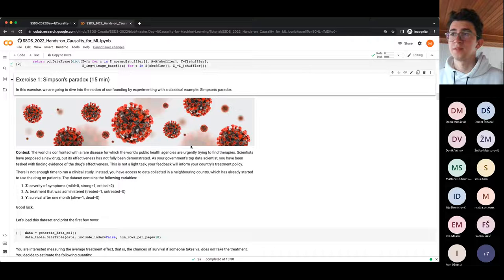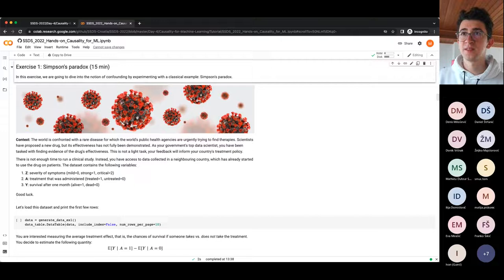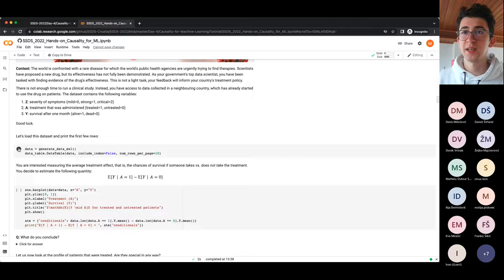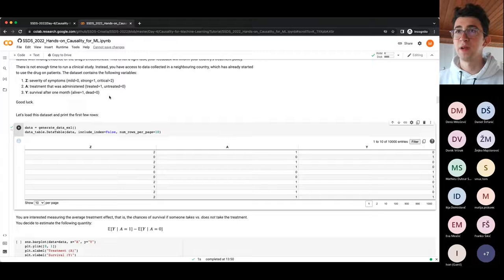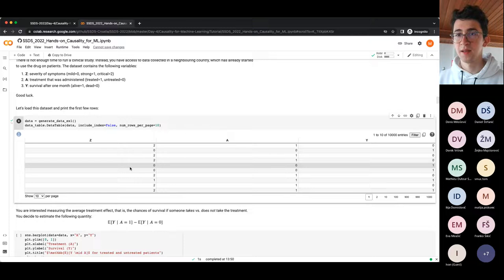Okay, so now we are going to go over together our exercise one. I hope for everyone who wanted to try it out themselves, they were able to. So the first step here, very simple. We are just loading up a data set and printing a couple of rows just to validate that everything looks fine. But as you can see, there's Z, A, and Y, and they are also in the ranges, the domains and the ranges, as suggested.